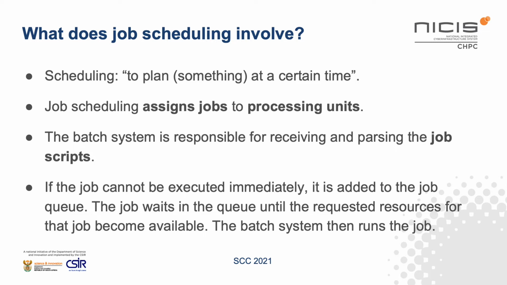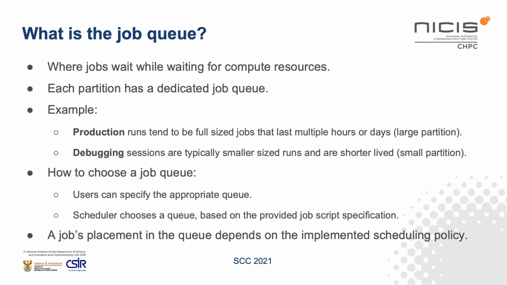These directives are contained in a job script submitted to the batch system by the user. In the event that the resources aren't immediately available, the job will be added to the job queue. Much like any other queue where you stand and wait your turn, the job queue is where the job sits and waits when it has been submitted but hasn't yet had a chance to run on the cluster.